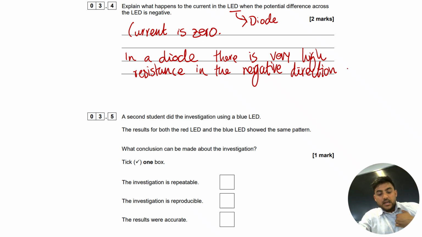3.5. A student did the investigation using a blue LED. The results for both the red and the blue showed the same pattern. What conclusion can be made from this investigation? If somebody else can reproduce the results that you got in a different condition, that means your investigation is reproducible.